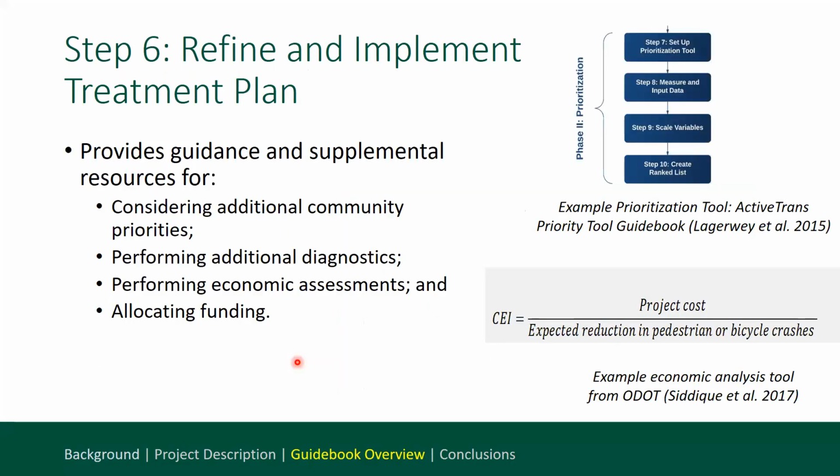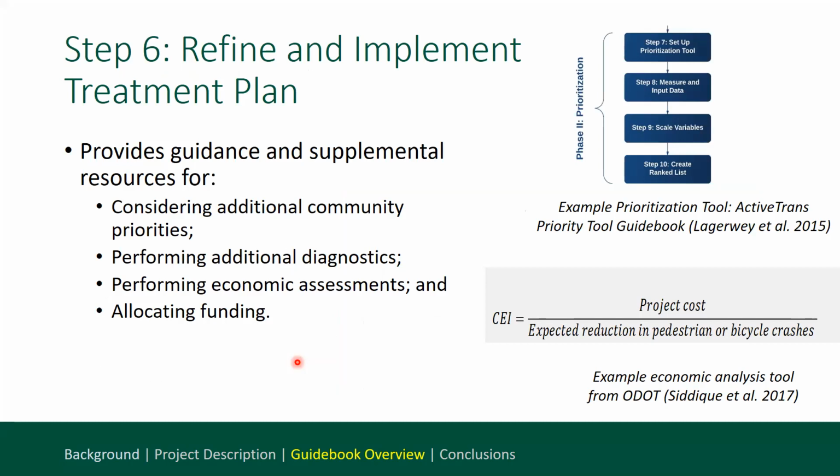And then you refine and implement the treatment plan. This is where you actually do the benefit cost analysis. This is where you refine and implement the treatment plan. So for implementation, there might be grant writing involved here as well.